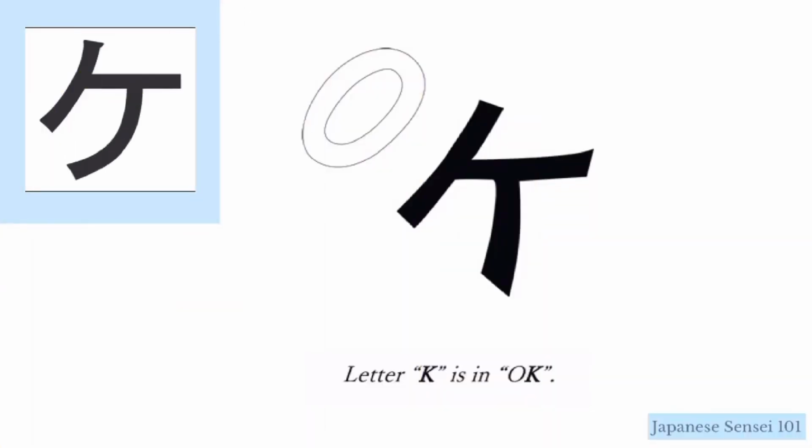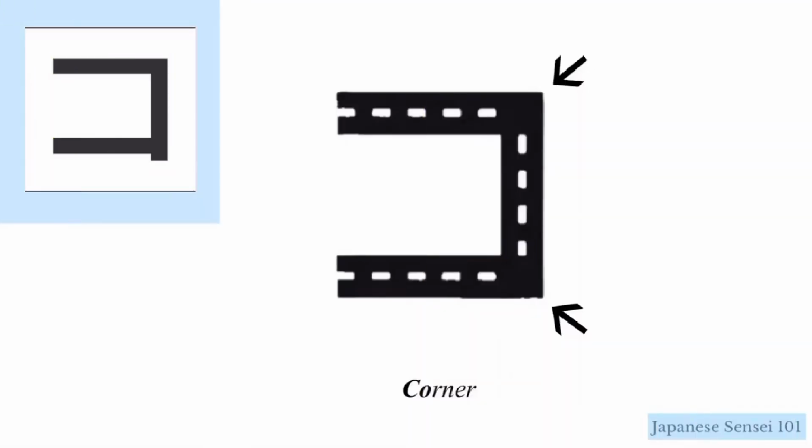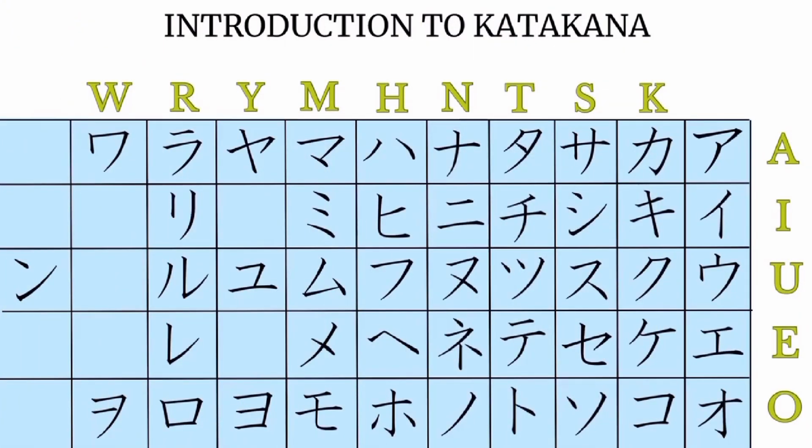Ke. To memorize this, imagine the letter K. Ko. See the two 90-degree corners? The 2 corners are what help you to remember that this is ko. Great job! We finished the first 2 columns. Let's proceed to the next consonant, S.